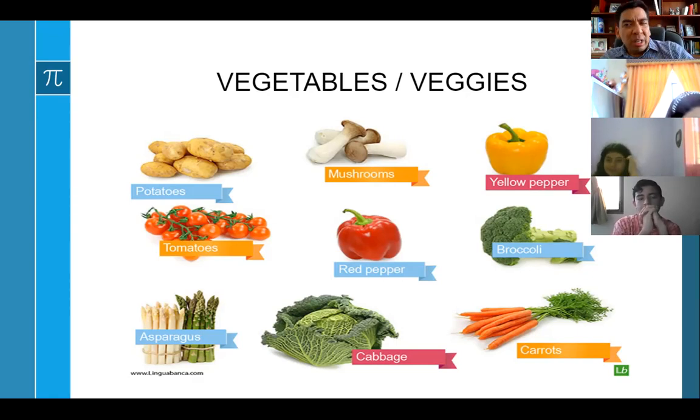What other vegetables do you know? Otro diferente que no está aquí.